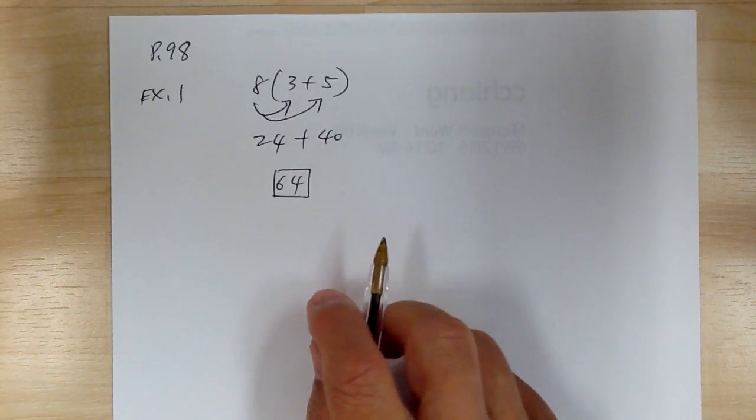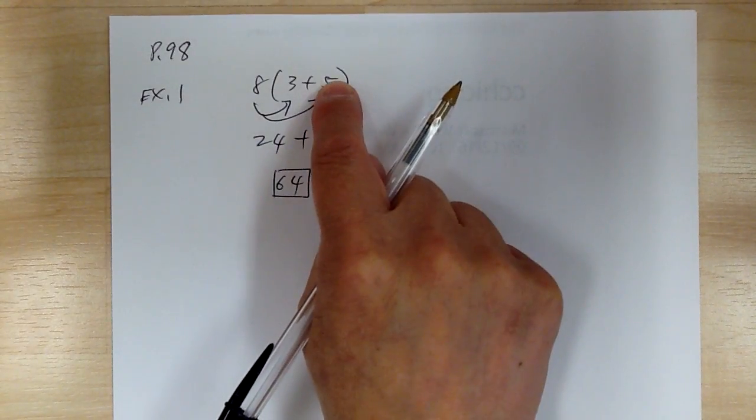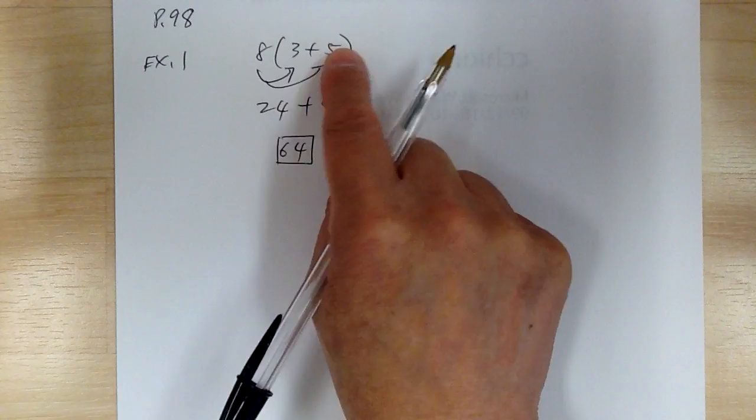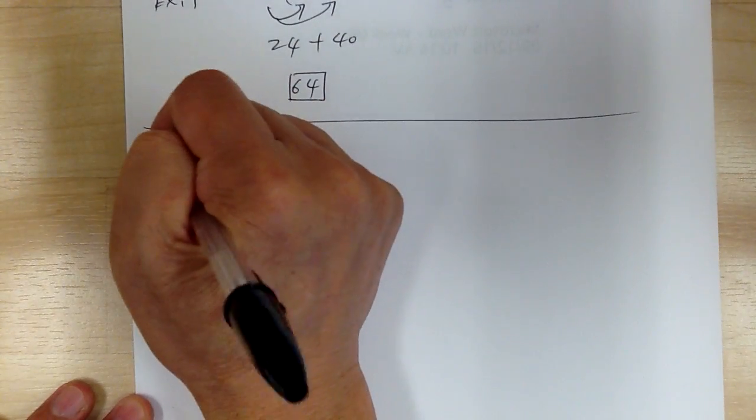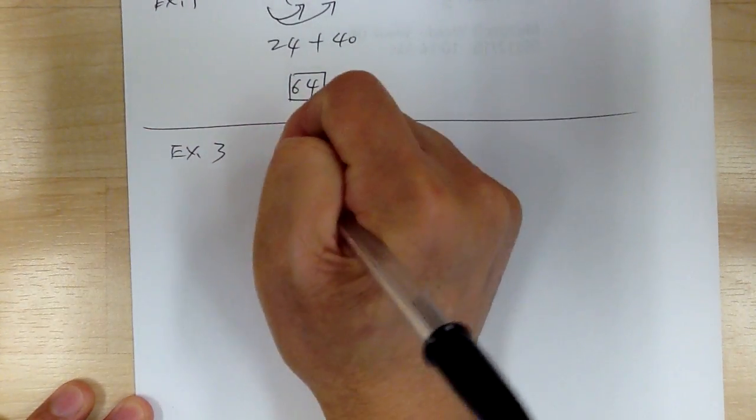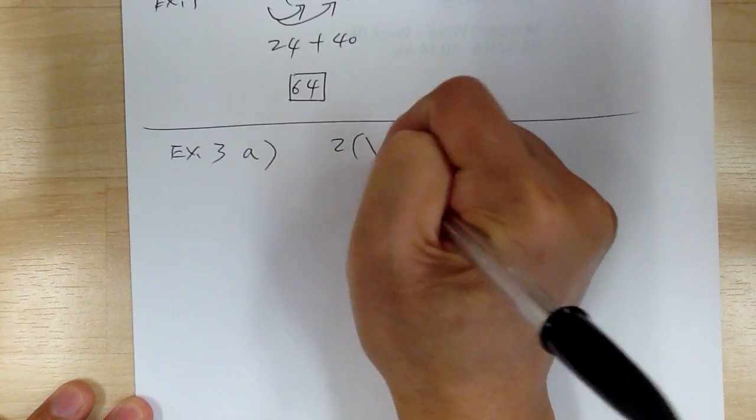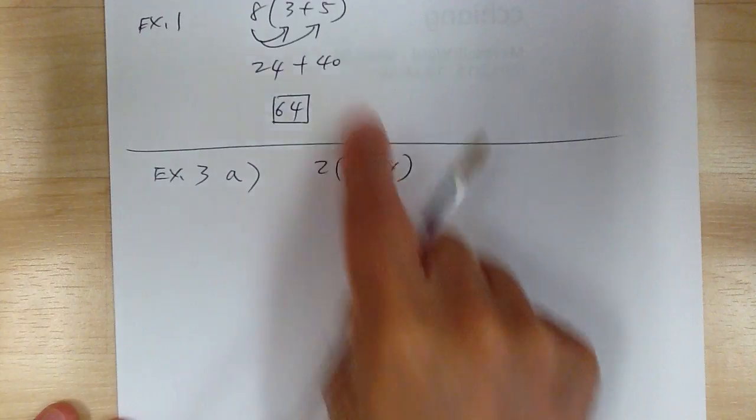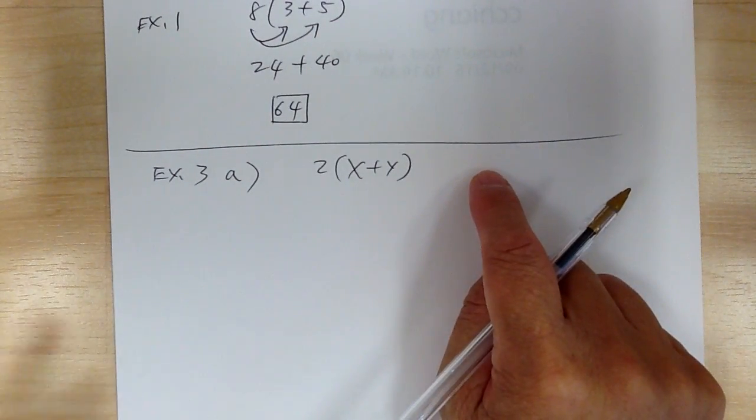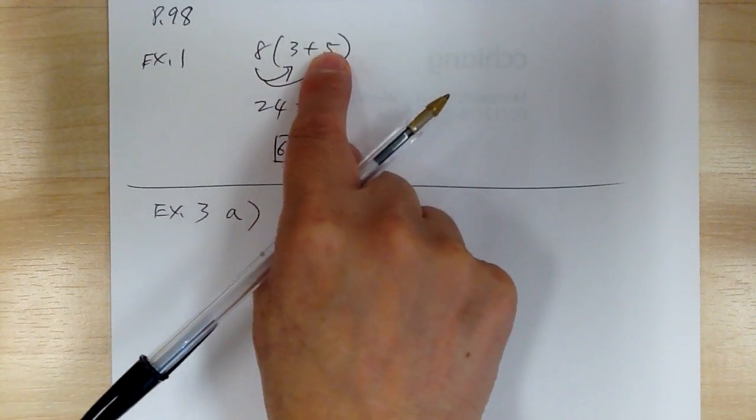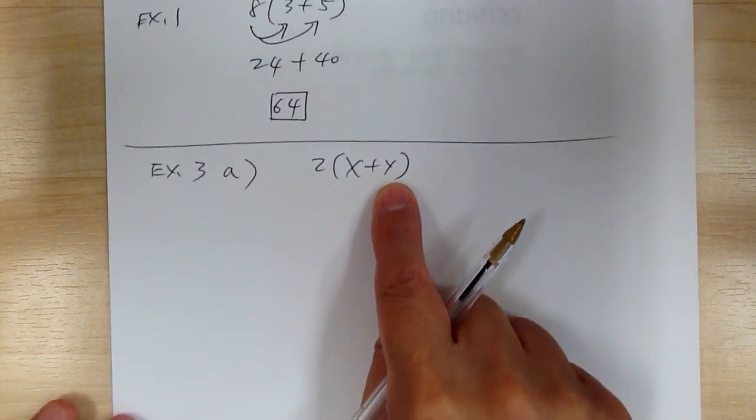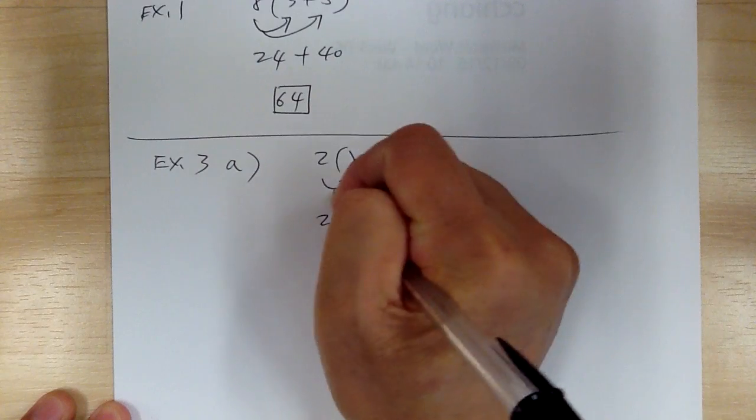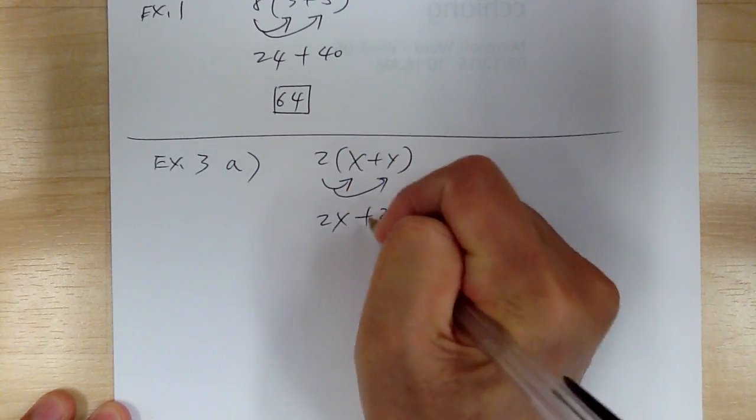Now the reason you want to use the distributive property instead of adding first is because in many cases you cannot add first. For example, if you go to example 3a, you have 2 times (x plus y). See, in this case, they are variables, not numbers that you can add. Like this one, you can add and multiply, right? In this case, you can't. So you have to use the distributive property. So distribute, you get 2x, multiply, you get 2y, and that's your answer.